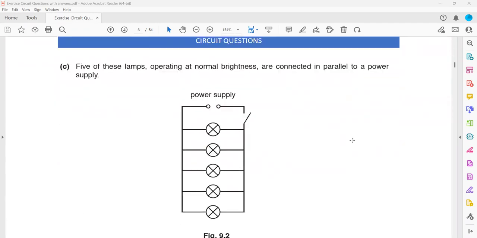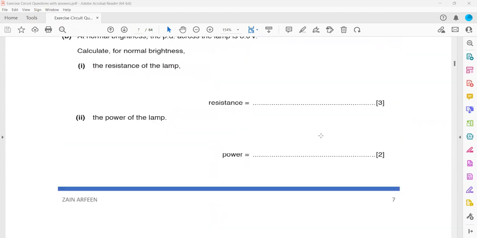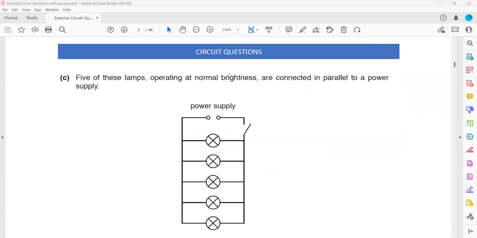5 of these lamps at normal brightness are connected in parallel to the power supply. Determine the EMF of the power supply. At normal brightness, each lamp is 8 volts. So each lamp has 8 volts. And we know when components are connected in parallel, what is the characteristic of parallel circuits?